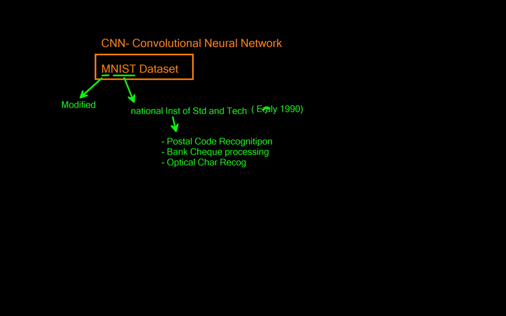And what's there in the NIST dataset? What was there initially? It's basically handwritten digits from 0 to 9, written by many people, thousands of people.